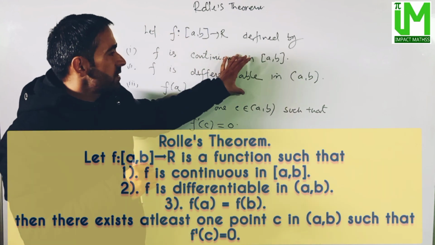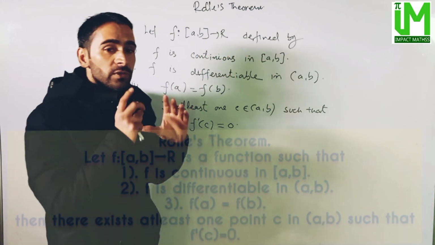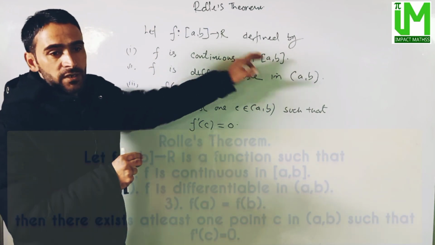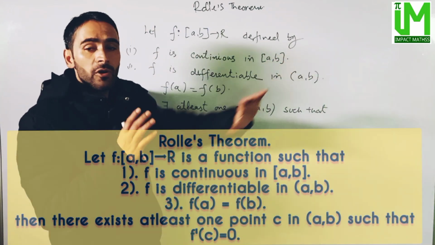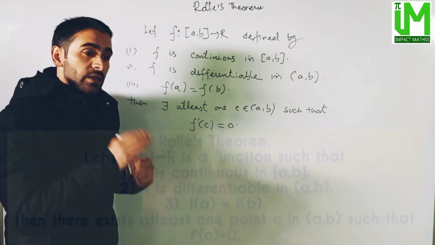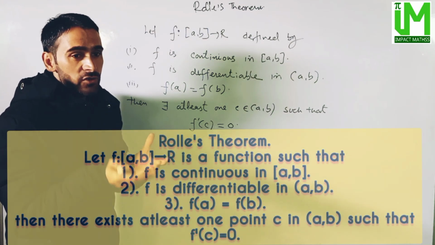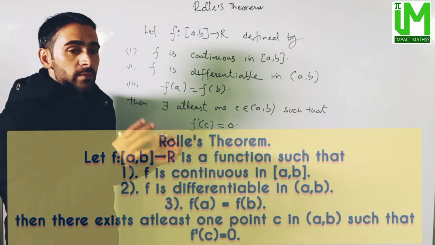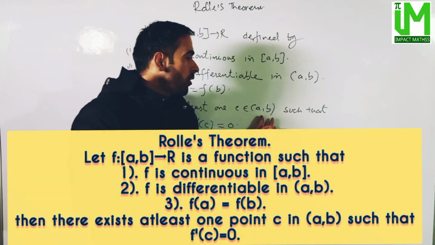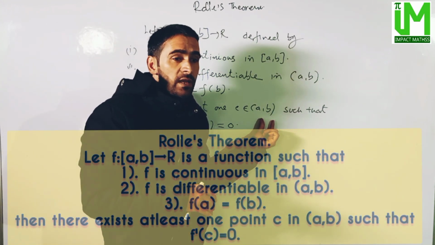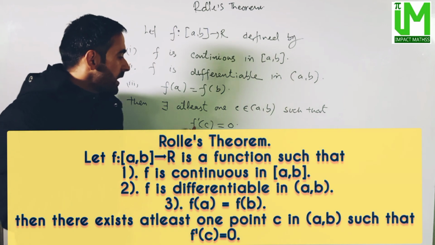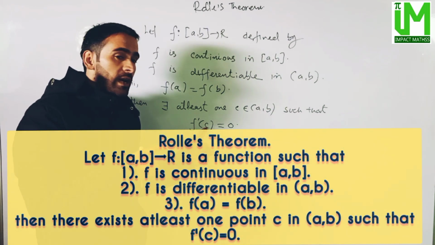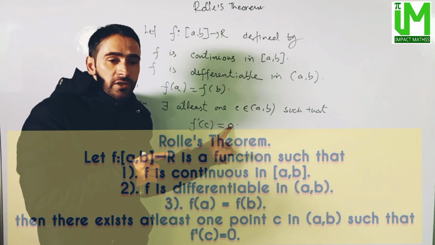So under these three conditions, if a function satisfies these three conditions, such that f is continuous in closed interval [a,b], it is differentiable in open interval (a,b), and f(a) is equal to f(b), then the conclusion of Rolle's theorem is that there will exist a point c in open interval (a,b) such that at that point f'(c) is equal to 0. That is, the derivative at that very point will be equal to 0.